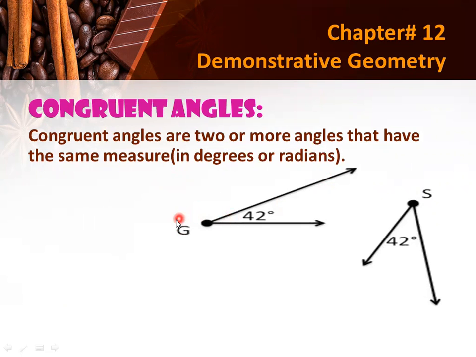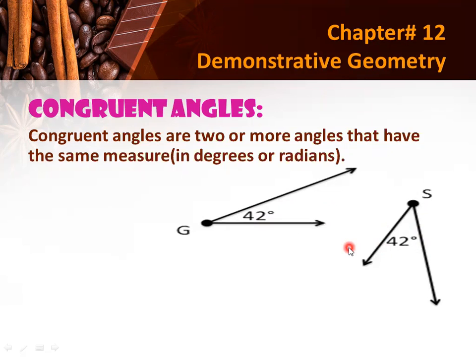As you can see here, this is angle G that equals 42 degrees, and this is angle S which also equals 42 degrees. These are two different angles, but the measurement of angle G and the measurement of angle S is the same. So you will say that these angles are congruent angles.